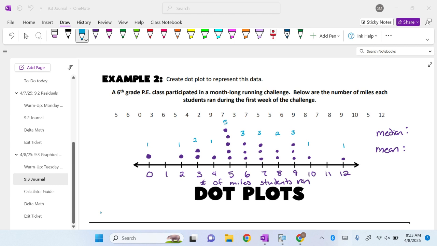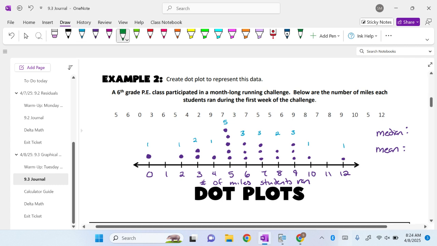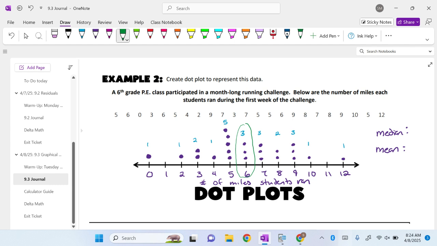Where if we counted from left to right, 1 plus 1 is 2, plus 2 is 4, plus 1 is 5, plus 5 is 10, plus 3 is 13. So our median has to end up somewhere here. So our median has to be 6. Now, when you guys took the mean, what did you get? So did you guys take the mean? What did you get?